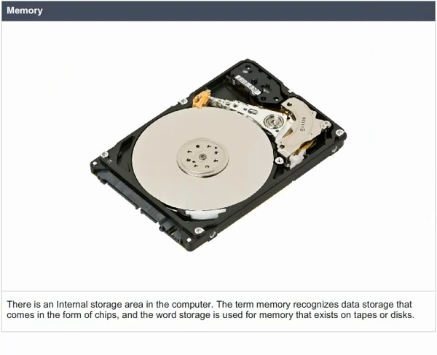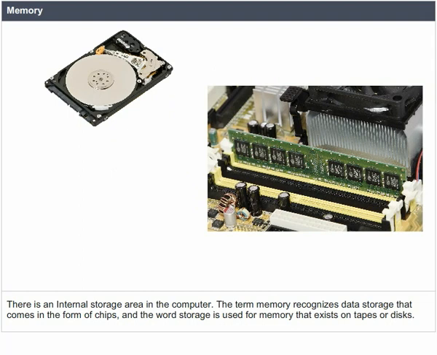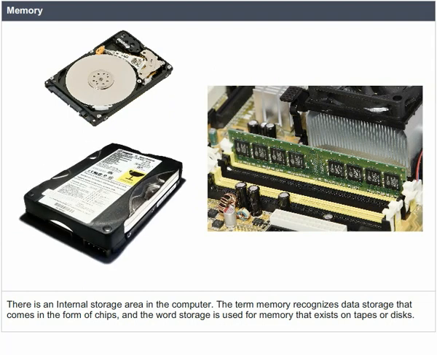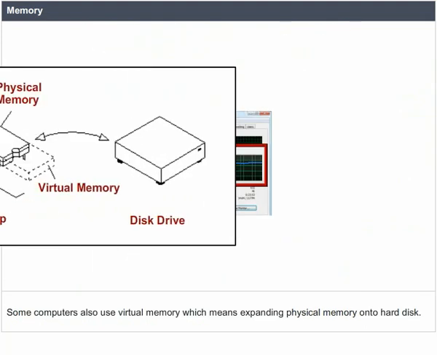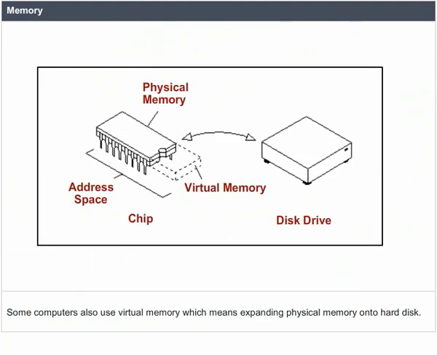The term memory recognizes data storage that comes in the form of chips, and the word storage is used for memory that exists on tapes or disks. Moreover, the term memory is usually used as a shorthand for physical memory, which means the actual chips which are capable of holding data. Some computers also use virtual memory, which means expanding physical memory onto hard disk.